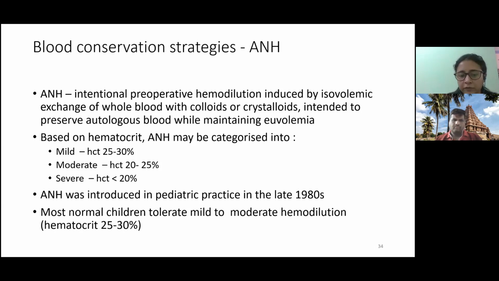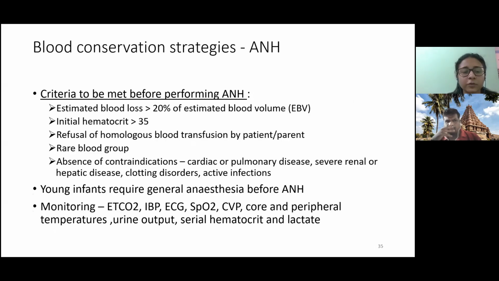ANH was introduced in pediatric practice only in the late 1980s, and it has been found that most normal children can tolerate mild to moderate hemodilution. So the criteria to be met before performing ANH: estimated blood loss should be more than 20% of estimated blood volume. Initial hematocrit should be more than 35. A refusal of homologous blood transfusion by patient or parent, rare blood group, and absence of contraindications such as cardiac or pulmonary disease, severe renal or hepatic disease, active infections, clotting disorders. And while in older children ANH may be performed under light sedation, most young infants require general anesthesia before ANH.